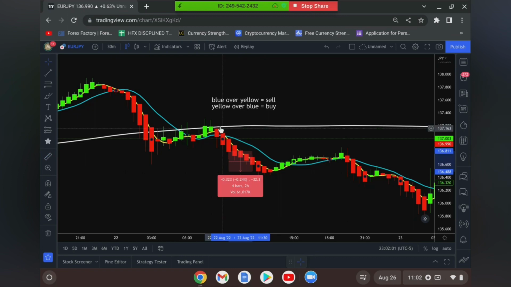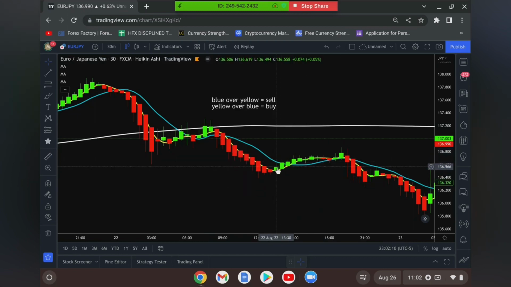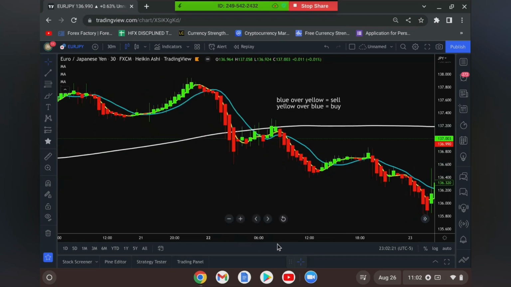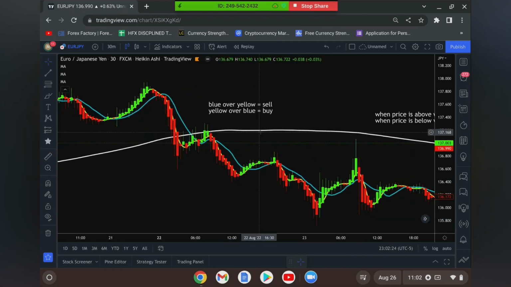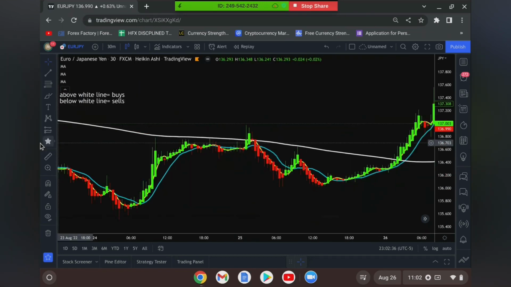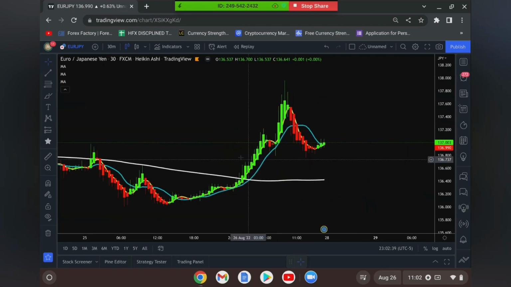Now, you guys see, after we got this push down, right, we got this cross up as well. Now, this is the thing, you guys: even though we got the yellow crossing over the blue, that does not mean we get in for a buy here at this point. Why? Because remember, price is still below our 200 moving average. As long as price is below this 200 moving average, we are only looking for sells. Now, when price crosses above, like so, we want to start to look for buy opportunities.